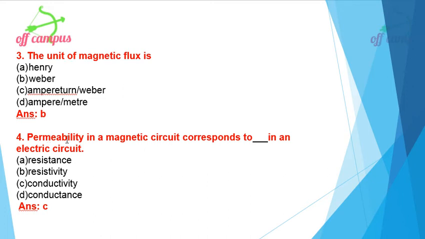Then 4, permeability in a magnetic circuit corresponds to dash in an electric circuit. In magnetic, permeability is analogous to what? Conductivity in electrical circuit. Permeability in magnetic circuit is equivalent to conductivity in electric circuit. Option C is the right option.